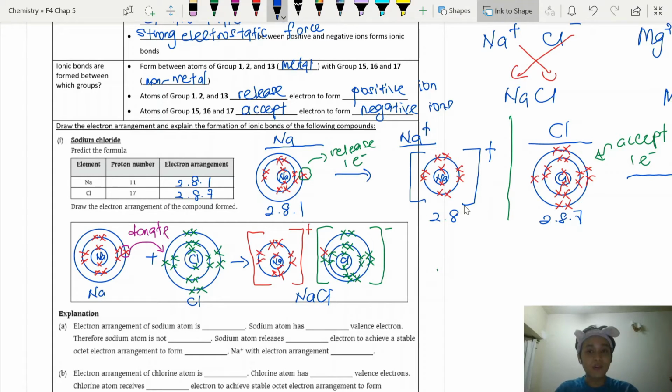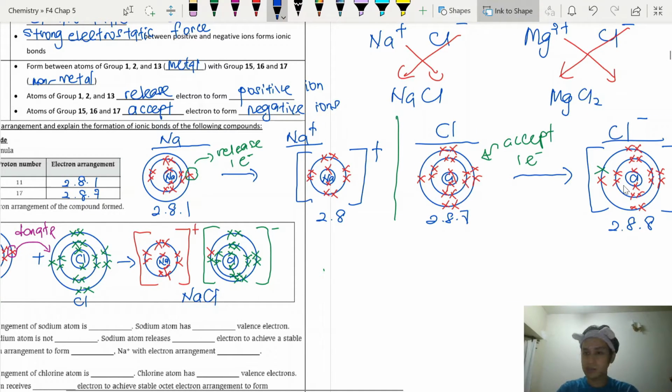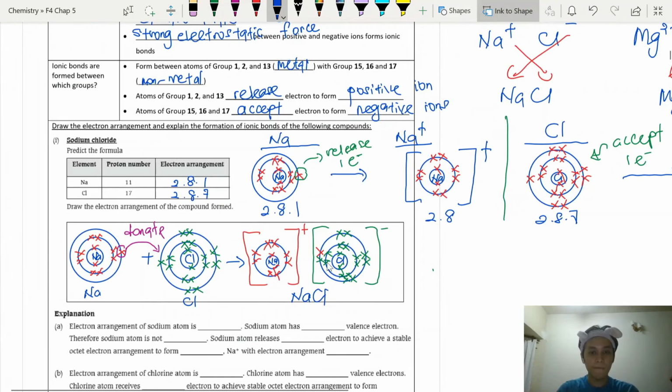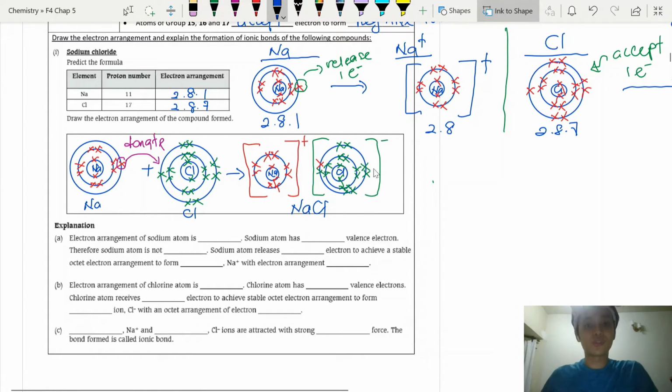That is how you draw the electron arrangement for a compound. Okay, this is for a single ion. So technically what you are doing is combining the two different ions together. After you draw this one and this one, you combine the two ions together. So we say that both ions have already achieved stable octet electron arrangement, and they are attracted towards each other by strong electrostatic force, because of different charges. All right, so that is how you draw the electron arrangement for a compound, sodium chloride.